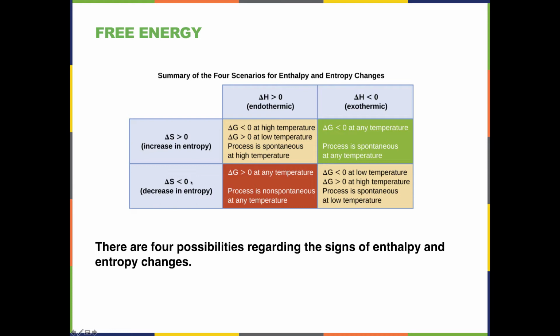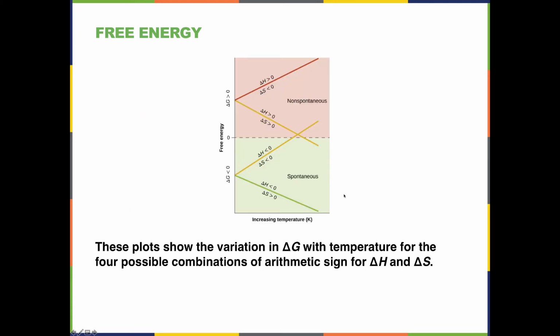If, on the other hand, there's a decrease in entropy and an endothermic reaction, then it's positive at any temperature and it will not proceed at any temperature. And then, conversely, if it's a decrease in entropy but exothermic, then it's negative at low temperatures and positive at high temperatures, so it only proceeds spontaneously at low temperature.